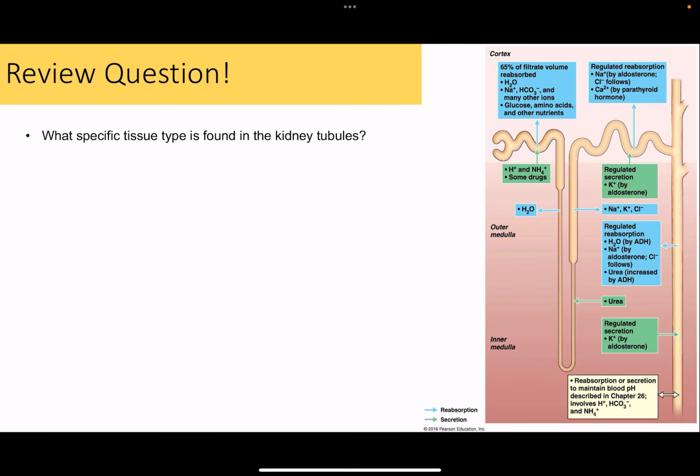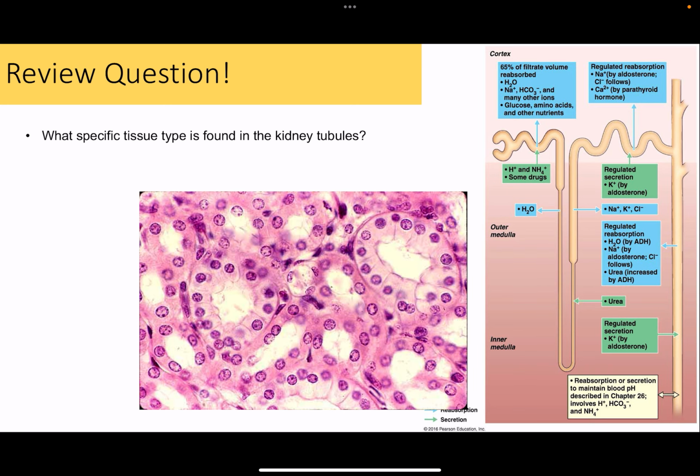Review question. What specific tissue type is found in our kidney tubules? Simple cuboidal epithelium. Okay, so that's the kind of question that could end up coming back to you again. So just make sure you remember simple cuboidal epithelium makes up our kidney tubules.